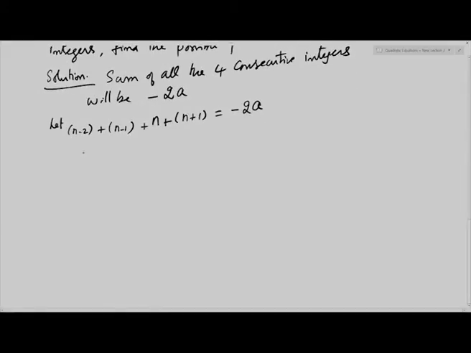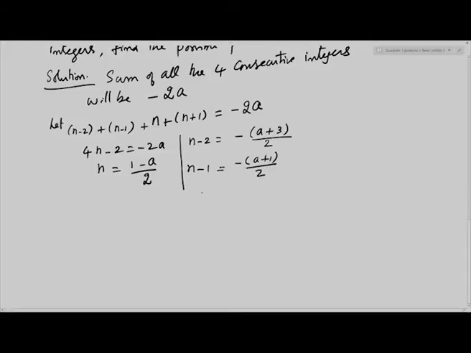So 4n minus 2 is equal to minus 2a, and hence n becomes 1 minus a divided by 2. Once I know the value of n, I can find the value of n plus 1, n minus 1 and n minus 2. For instance, n minus 2 will be equal to minus a plus 3 divided by 2, and n minus 1 will be equal to minus a plus 1 divided by 2, and n plus 1 is equal to 3 minus a divided by 2.